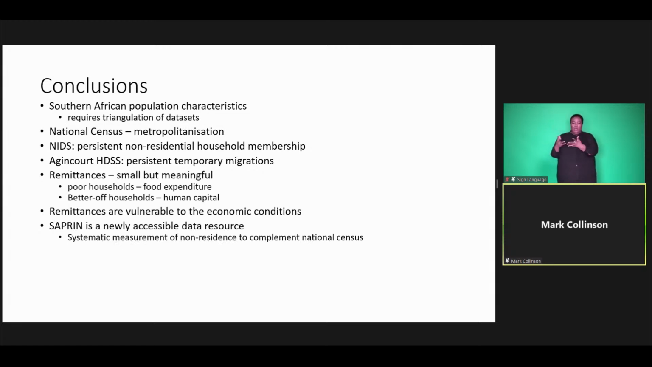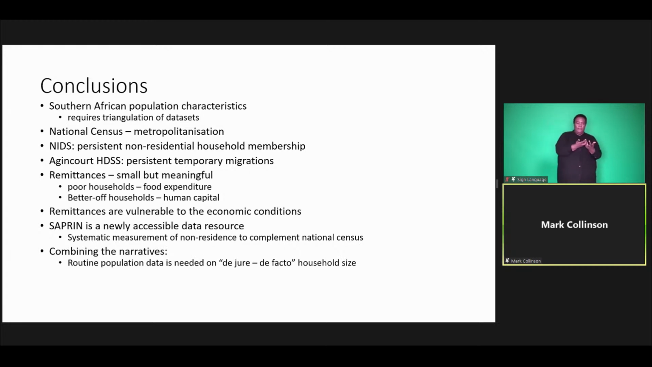Sapran is a newly accessible data resource. The website, and the actual scripts to do what I've just shown you, are also accessible. And this is systematic measurement of non-residents to complement what we've seen in the national census.